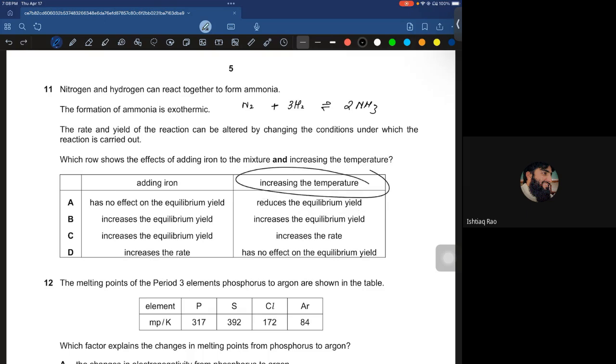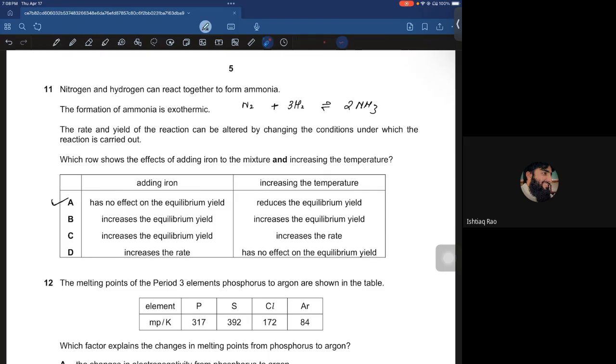Now, they are saying increase the temperature. Since the reaction is exothermic, according to Le Chatelier's principle, if you increase the temperature of an exothermic system, the reaction moves backward. When the reaction moves backward, it decreases the amount of product. So it reduces the equilibrium yield. Yield means amount of product. So option A is correct.